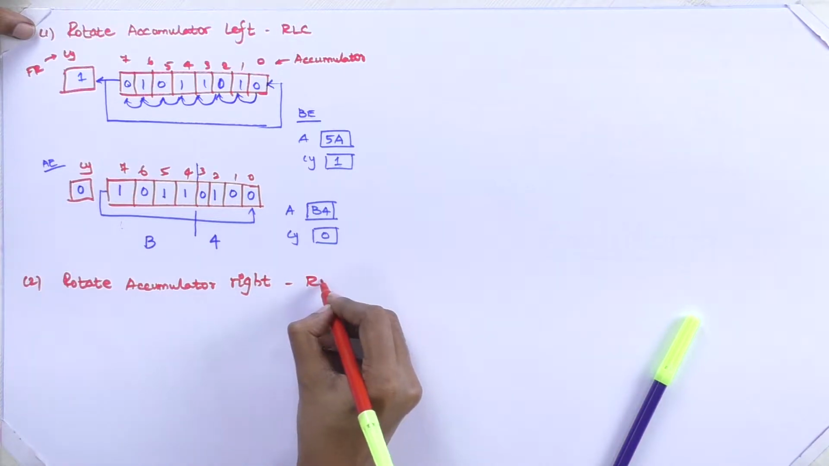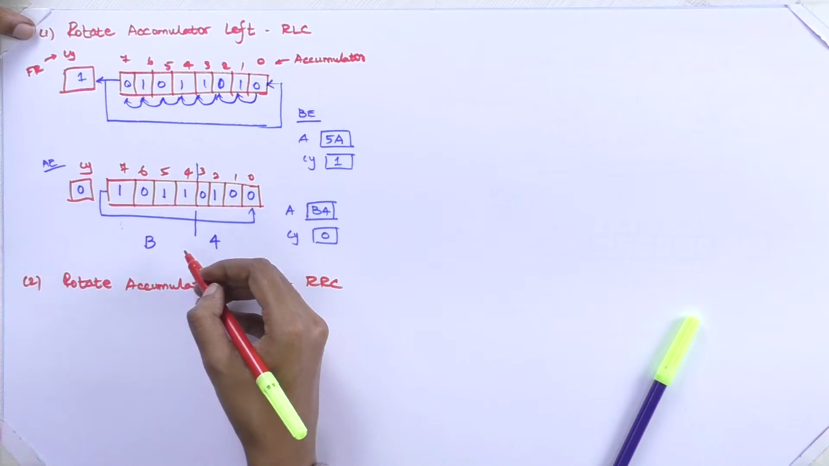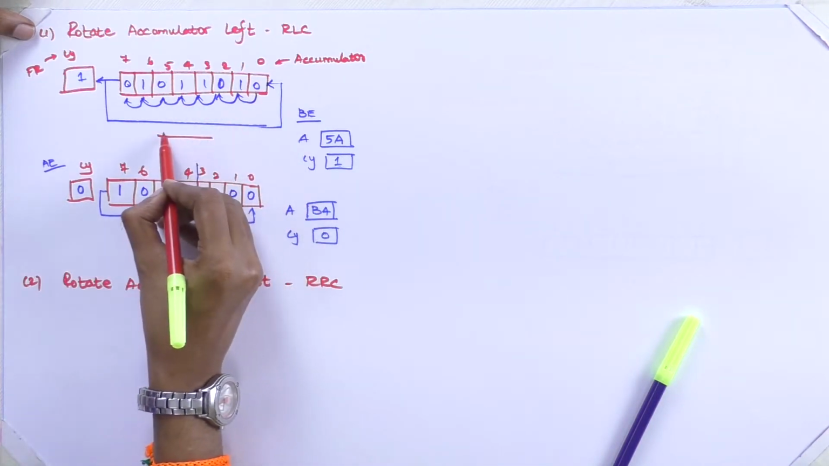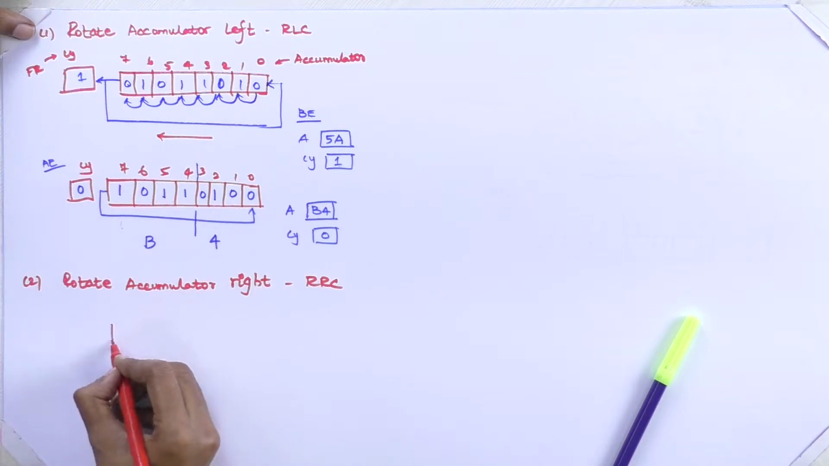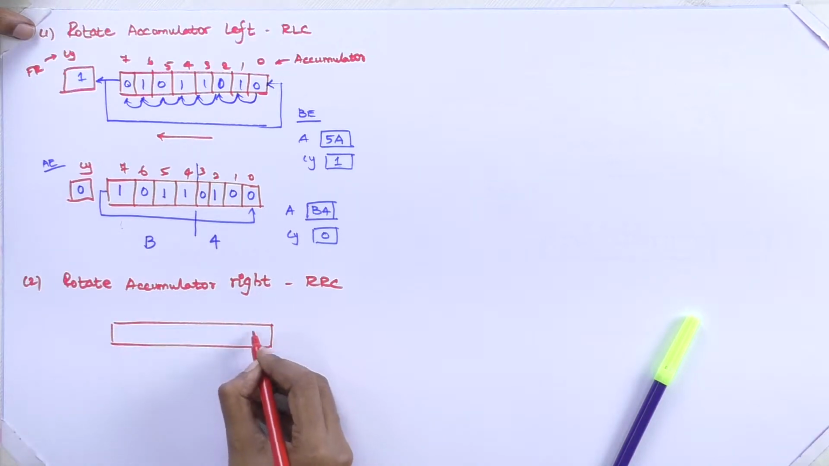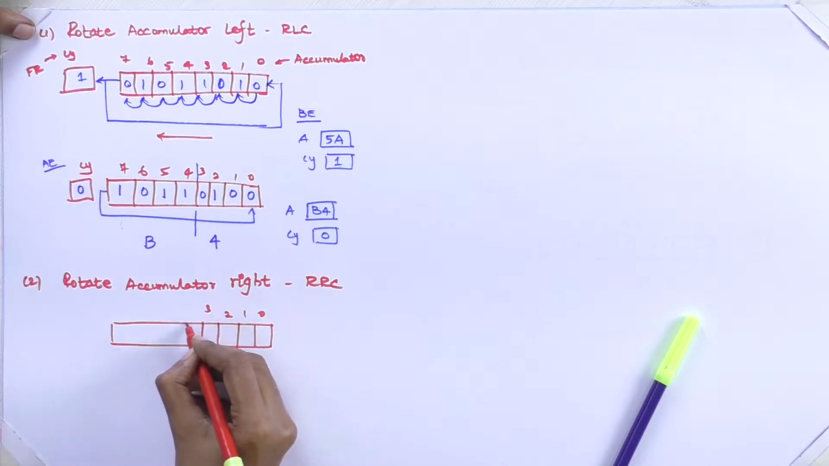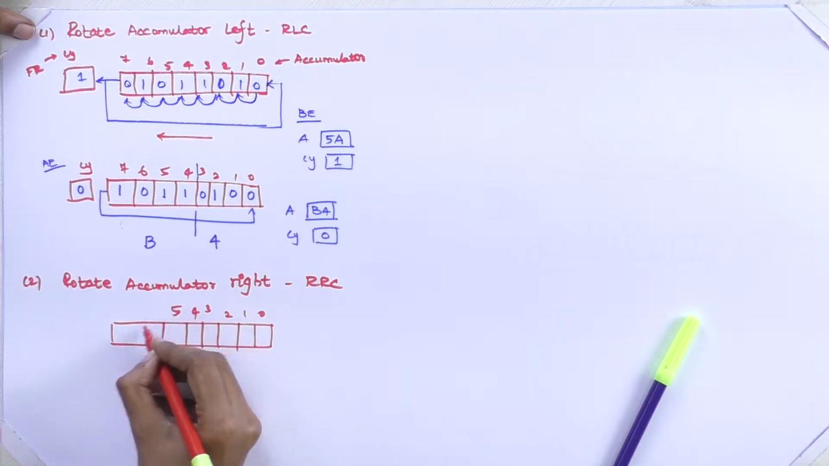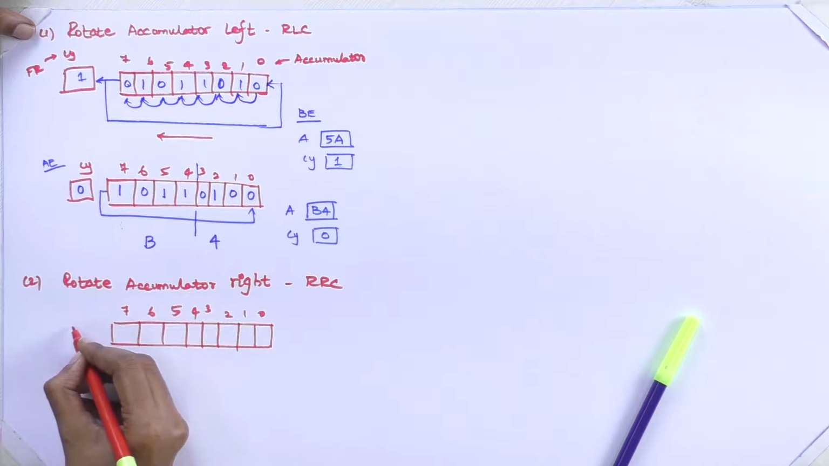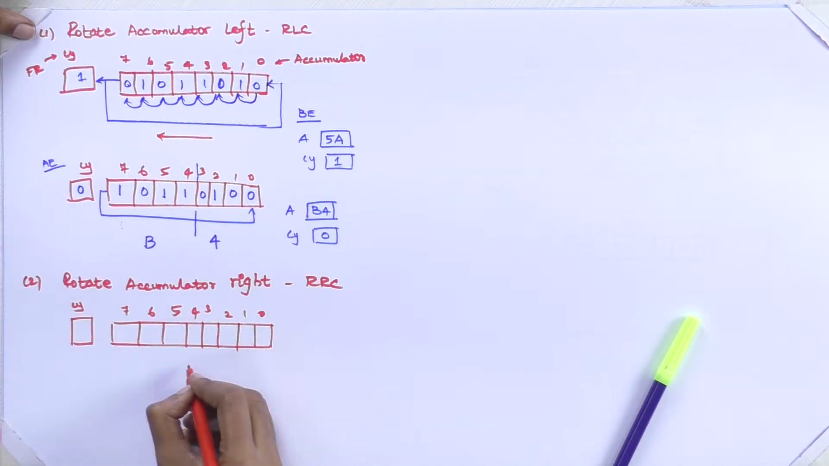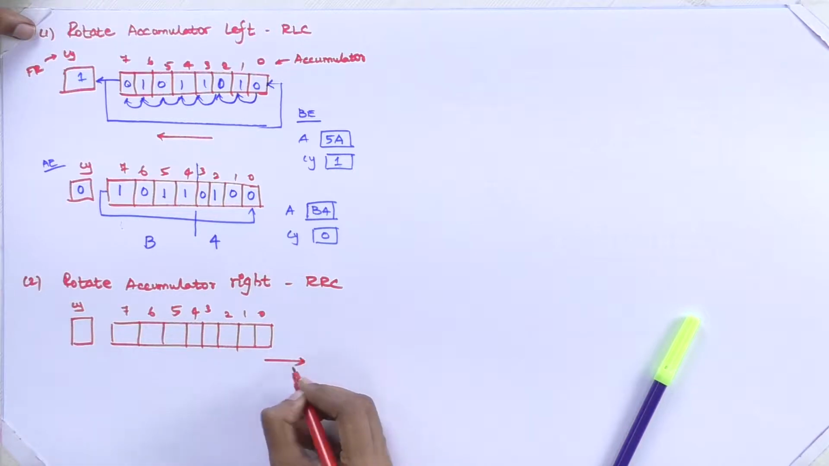So the instruction is RRC. In the previous instruction we rotated the value of the accumulator in the left direction. Now we are going to rotate the accumulator to the right. So this is the carry. We are going to rotate right.